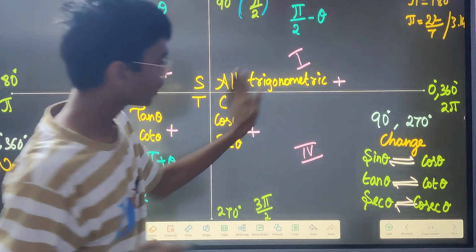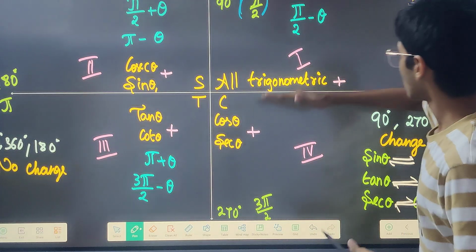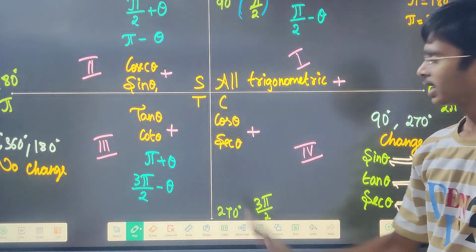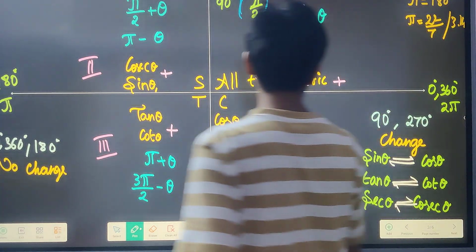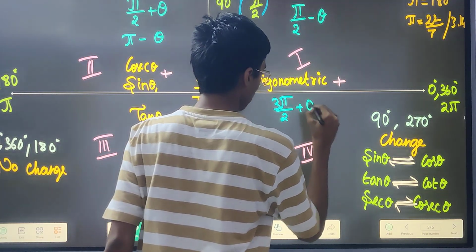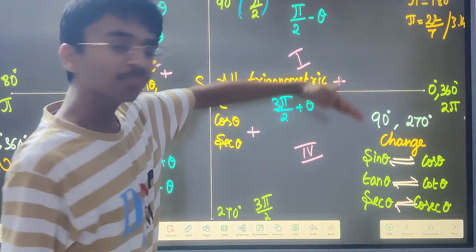Then how about over this place? Here, when you are subtracting some amount of theta from this line, it will be like this, and when you are adding, it will be like this. So you can say that this is 3 pi by 2 plus theta, or you can also say this as 2 pi minus theta.